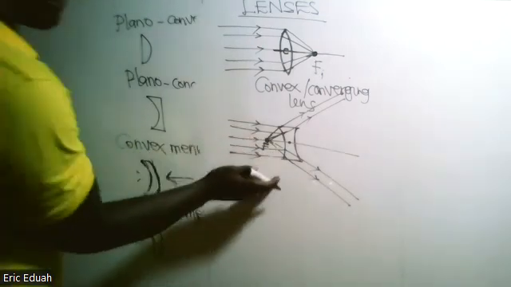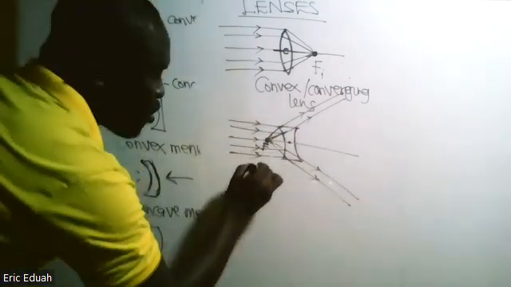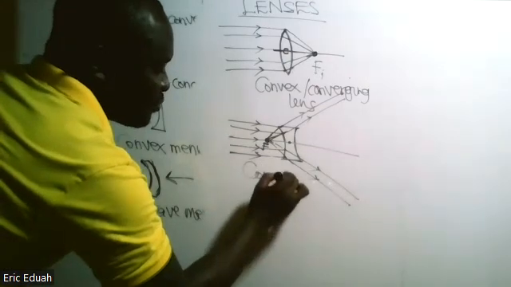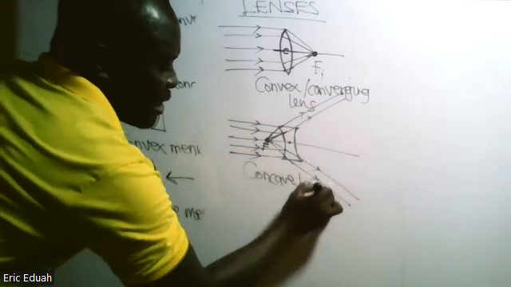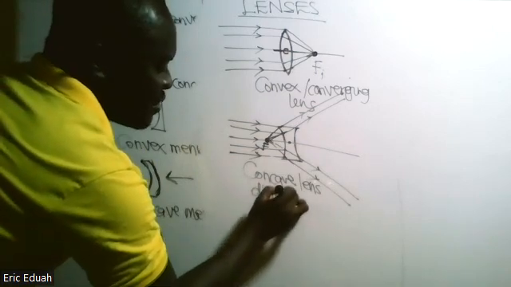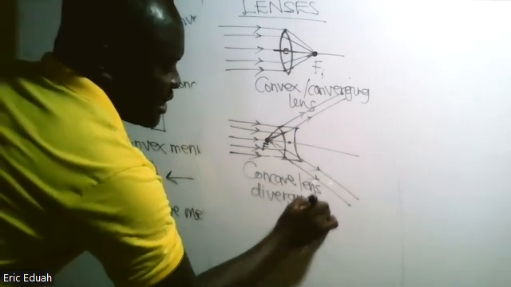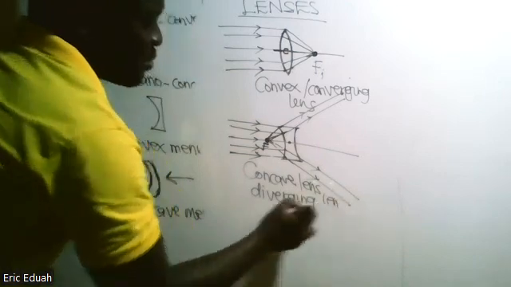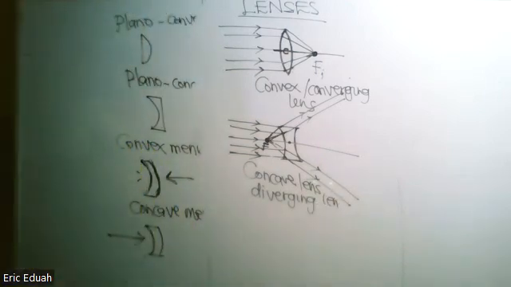So this is the reason why a concave lens is also known as a diverging lens. So convex or converging lens, and concave or diverging lens. Are we okay?